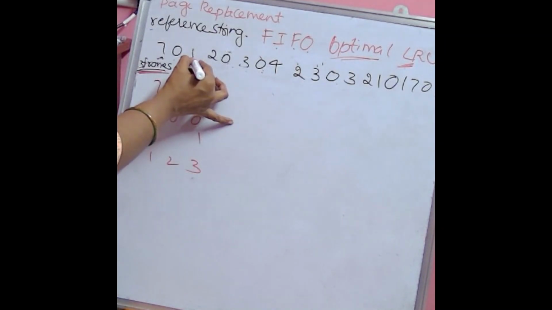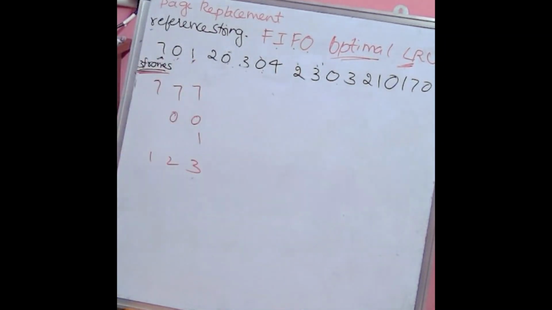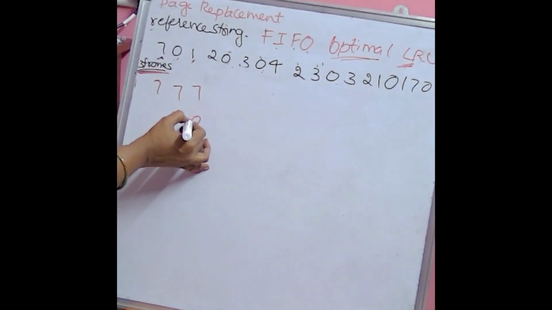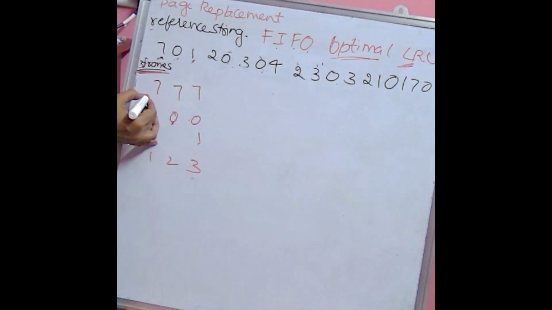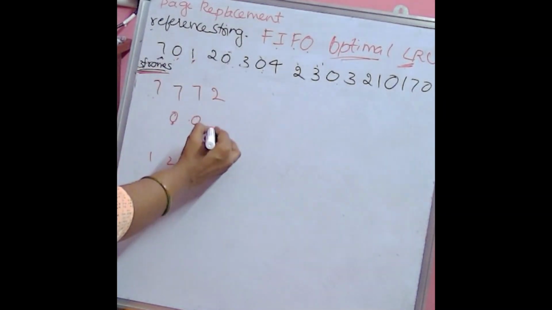Recently we used page number 1. Recently we used page number 0. This frame we recently referred, after that this frame we recently referred. The longest time among these 3 is this one. Whenever the page is not available, that one we need to replace here. So 2 is replaced with 7.